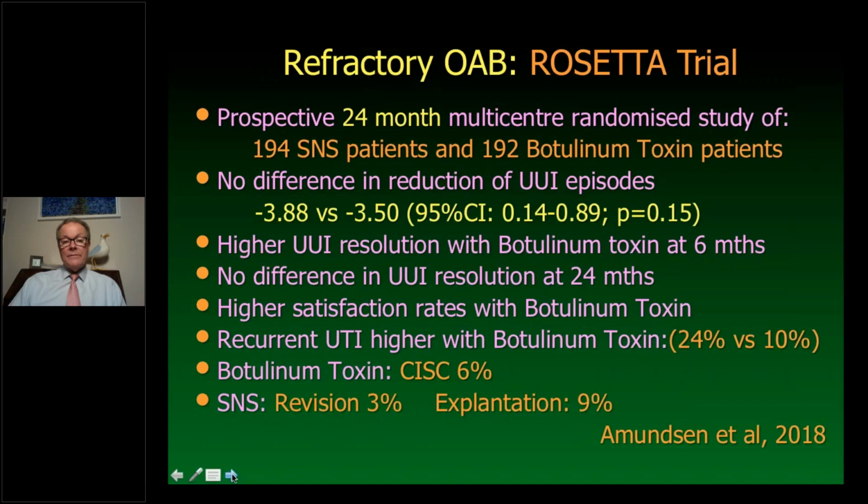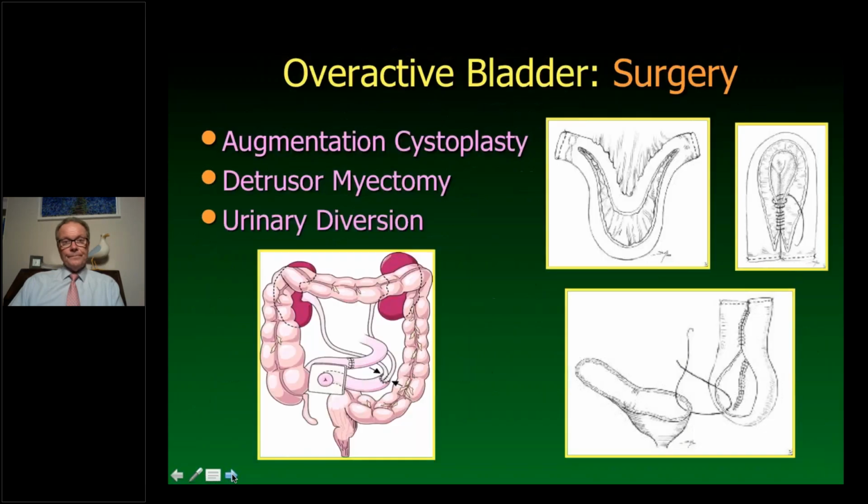But again, here you see that 3% of patients in the SNS arm had to have the device revised, and around 10% of devices were removed. And finally, for those patients who fail to improve on all conservative measures, we may think about surgery in our refractory overactive bladder population. And that may take the form of an augmentation clam cystoplasty, possibly a urinary diversion, and I think now in a vanishingly small number of patients, a detrusor myectomy.